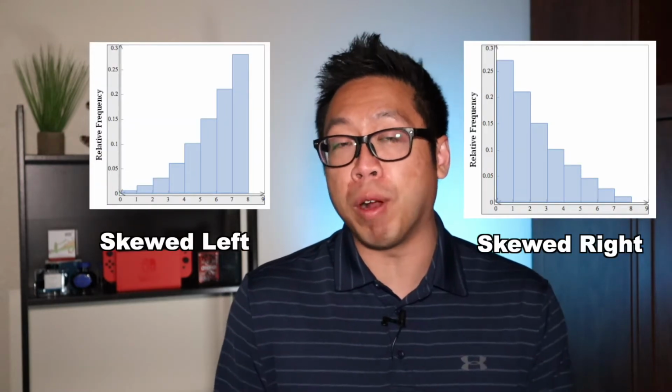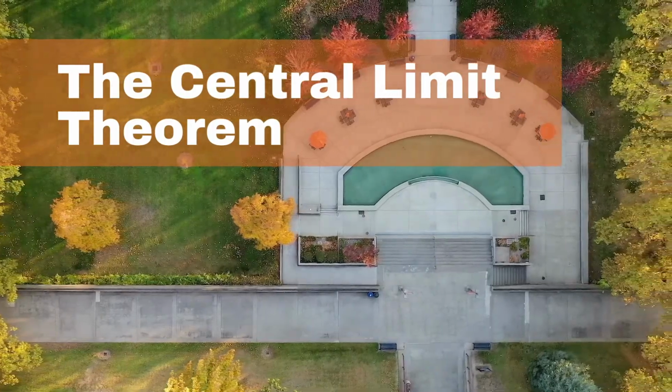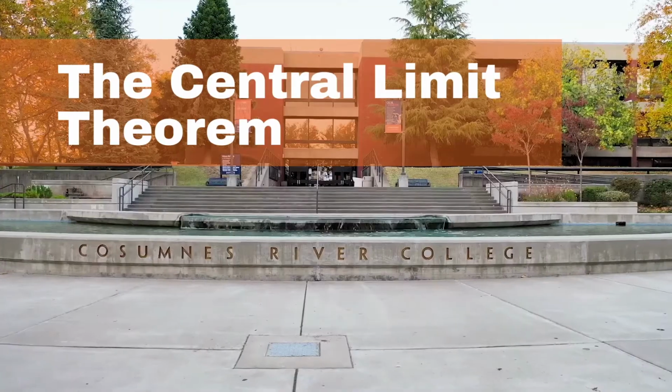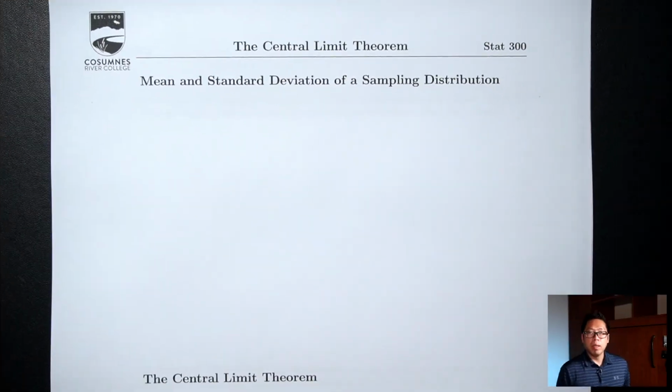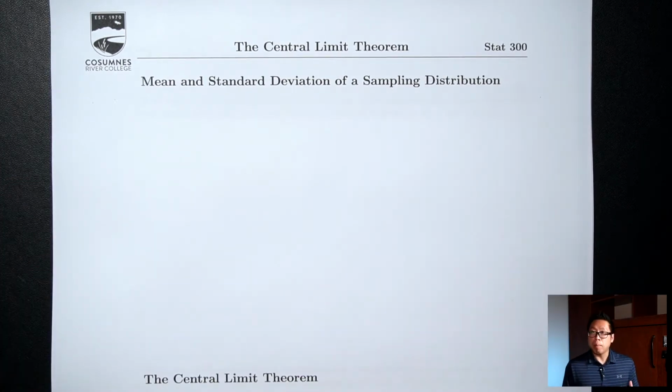Because we've seen distributions before that were either skewed left or skewed right. And even worse, in statistics, we often don't even know what the distribution looks like. Let me introduce two ideas. The first is the sampling distribution. Suppose we have a population that has mean mu and standard deviation sigma.